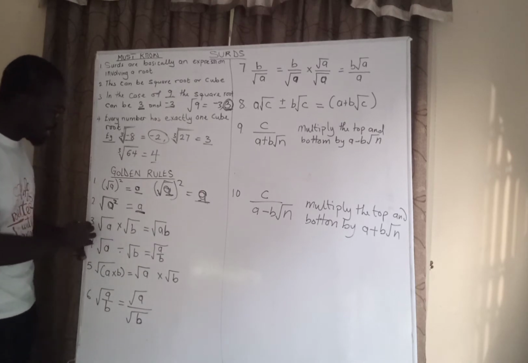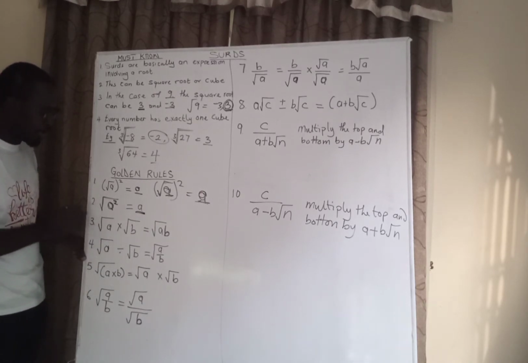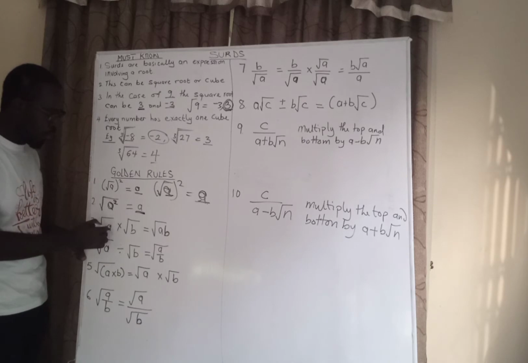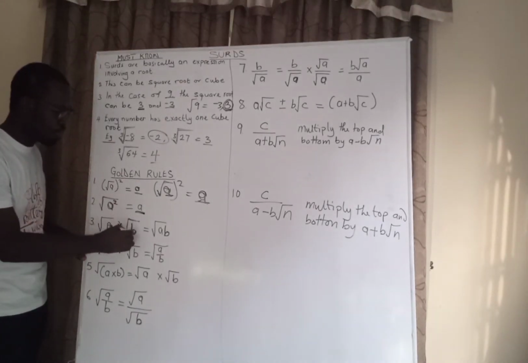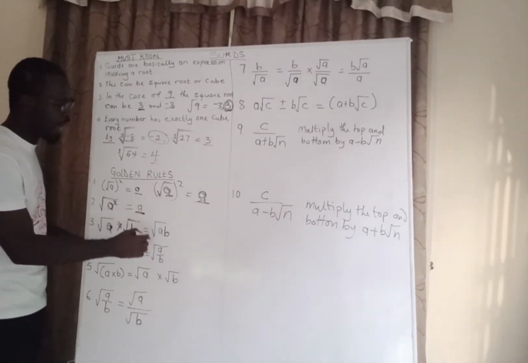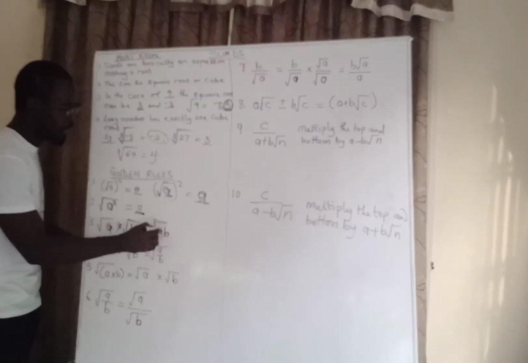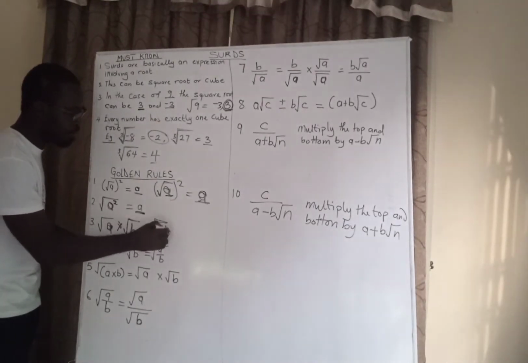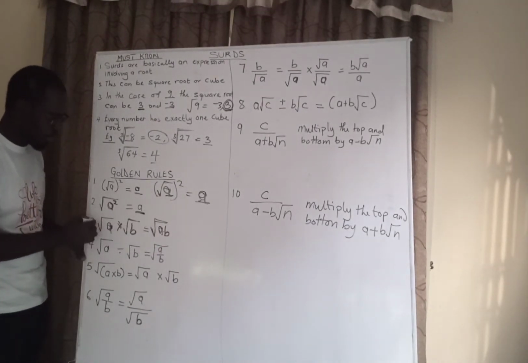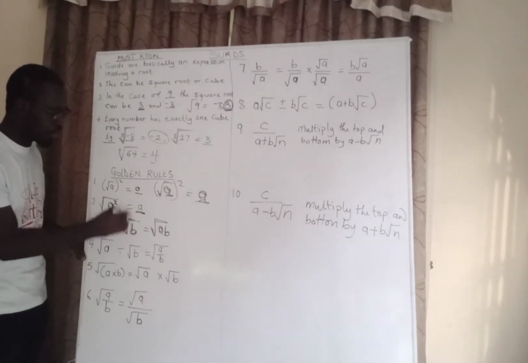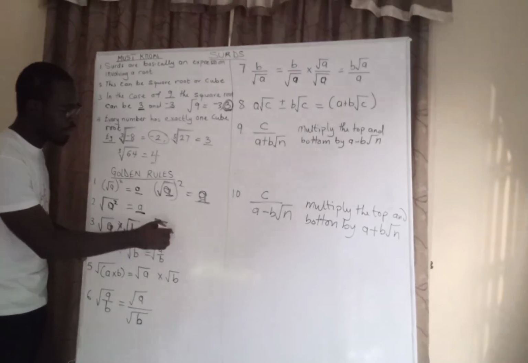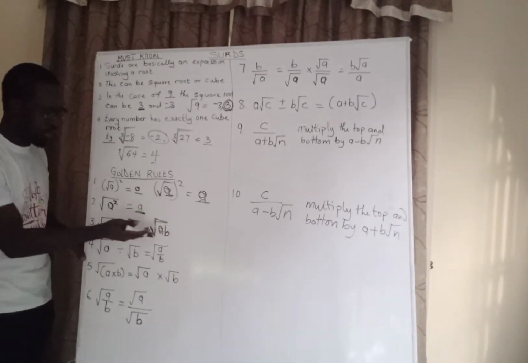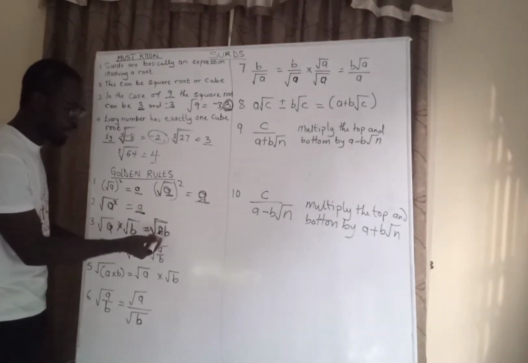Then the third golden rule states that the square root of a variable a times the square root of another variable b will give us the square root of a times b. So the square root of a times the square root of b will give us the square root of ab. Just like that. Is that okay?